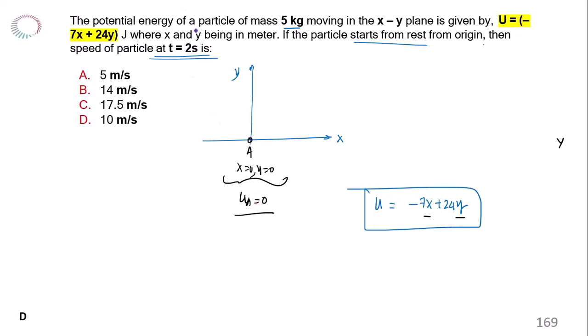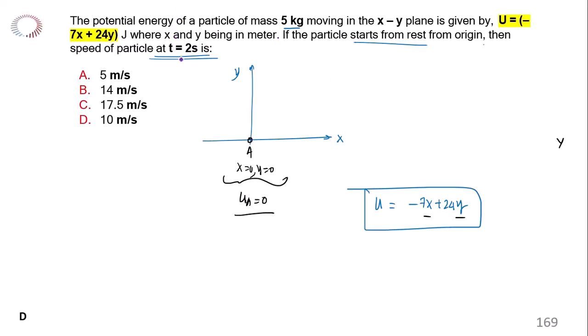Now the particle starts to move. So we need the speed of the particle at t equals 2 seconds. After 2 seconds, the particle may be at any other location, so correspondingly, they were asked to calculate the speed at that position, at t equals 2 seconds. So let us say the speed is v.